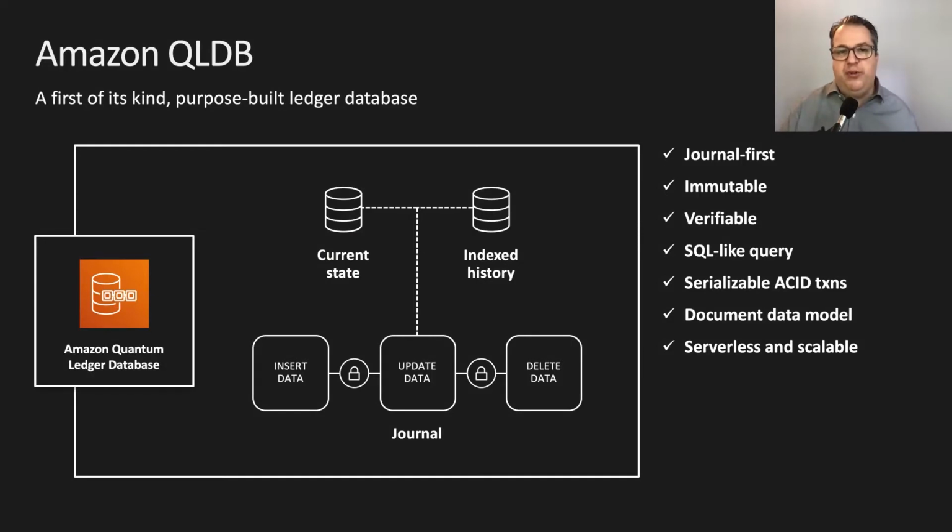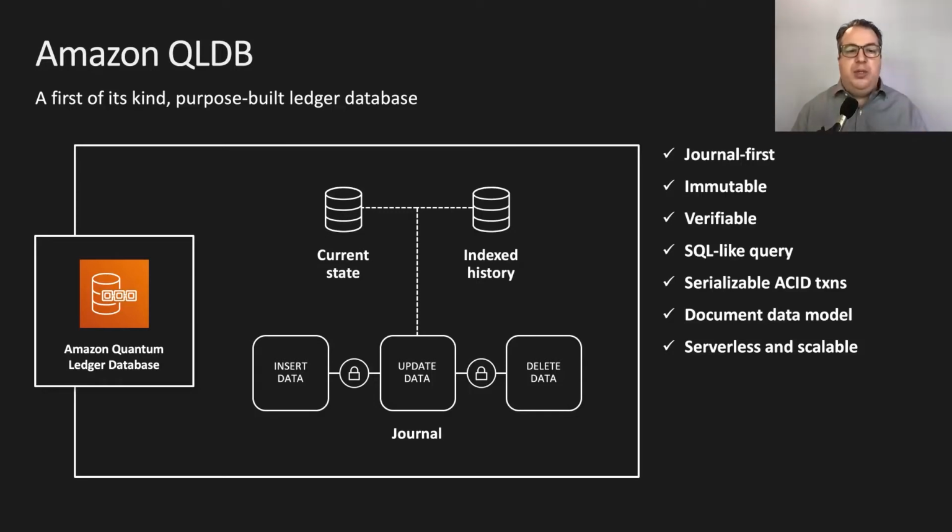QLDB has a journal-first architecture where all changes to the system are written transactionally into an immutable append-only log called the journal. Every new transaction is stored as a new block in the journal, and the blocks are cryptographically hash-chained together, much like a blockchain. The journal is not an easy format for applications to use, so we simultaneously maintain tables of the current state and an index history of each document. That allows users to query the tables with a SQL-compatible query language.